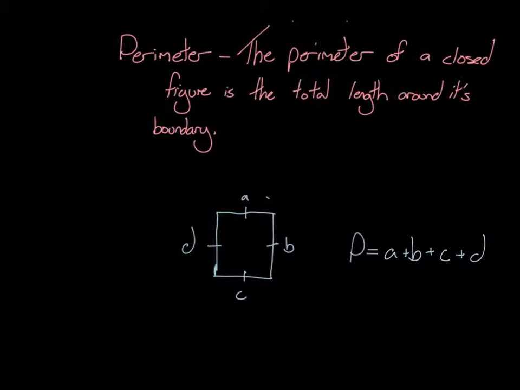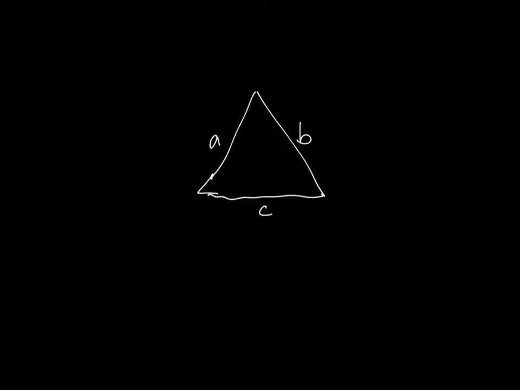Pretty straightforward. What we'll do now is we'll look at how we can work out perimeter and some shortcuts for perimeter for different shapes. First up is a triangle, and unfortunately there is no shortcut to work out the perimeter of a triangle. It's simply for this triangle with three sides, side A, side B and side C, the perimeter is simply A plus B plus C. Sorry, there's no shortcuts for this shape.